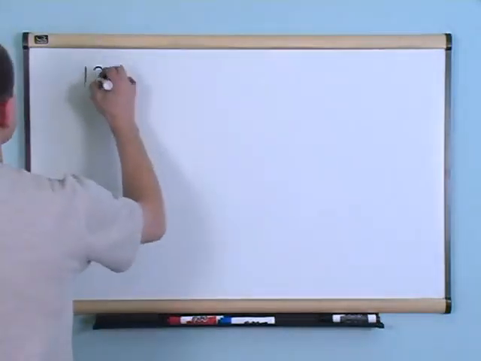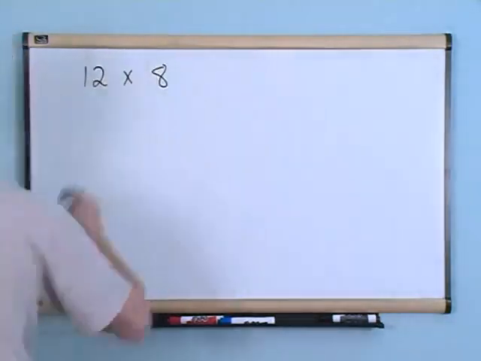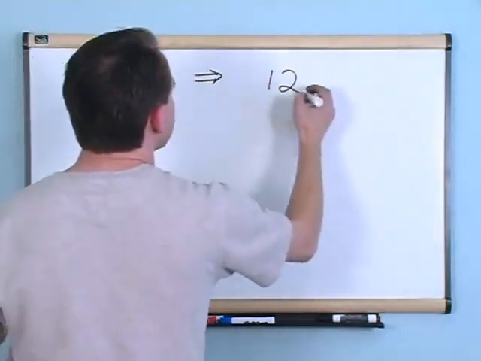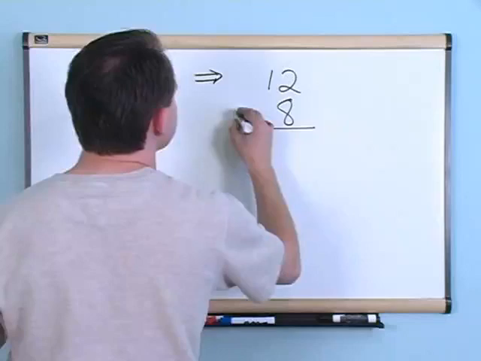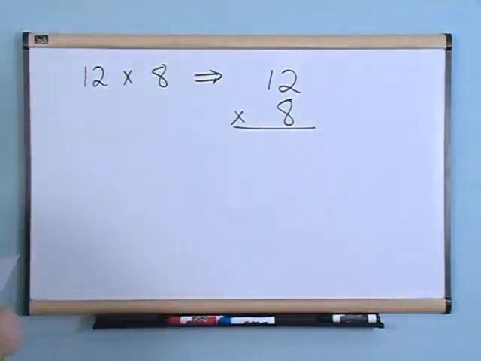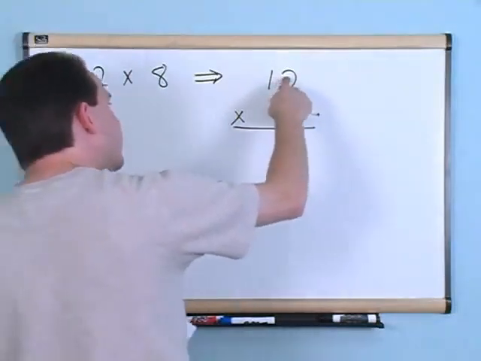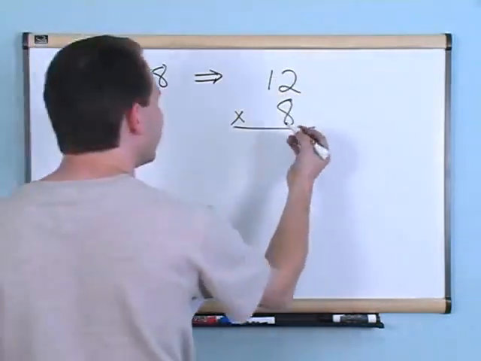Okay, so what if you had 12 times 8? First thing I'm going to do is put the 12 on the top and the 8 on the bottom, just like we always do. And I'm going to work with the right-hand column first. 8 times 2, you should remember from your times tables, is 16.